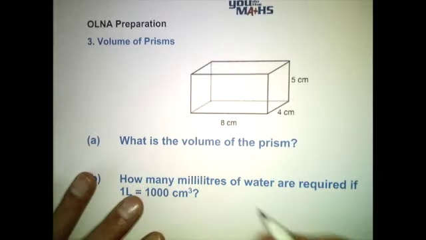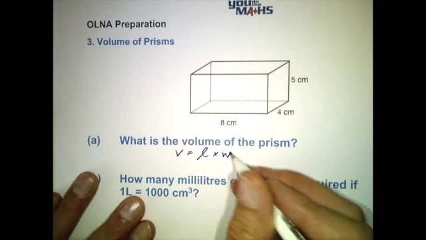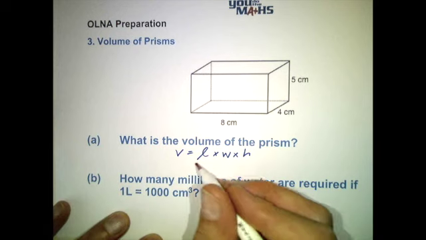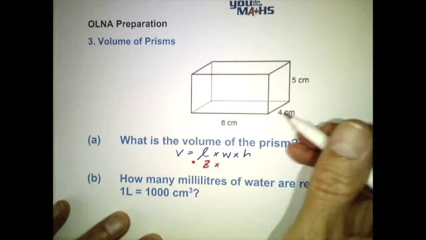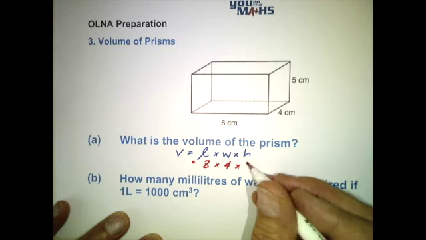So for the first question, we're asked to work out the volume of a prism. In this case, it's length times width times height because it's a rectangular prism, or just basically a box. And we can see from the measurements here that we've got a length of 8 centimeters at the front, the width is 4 centimeters at the side, and the height is 5.